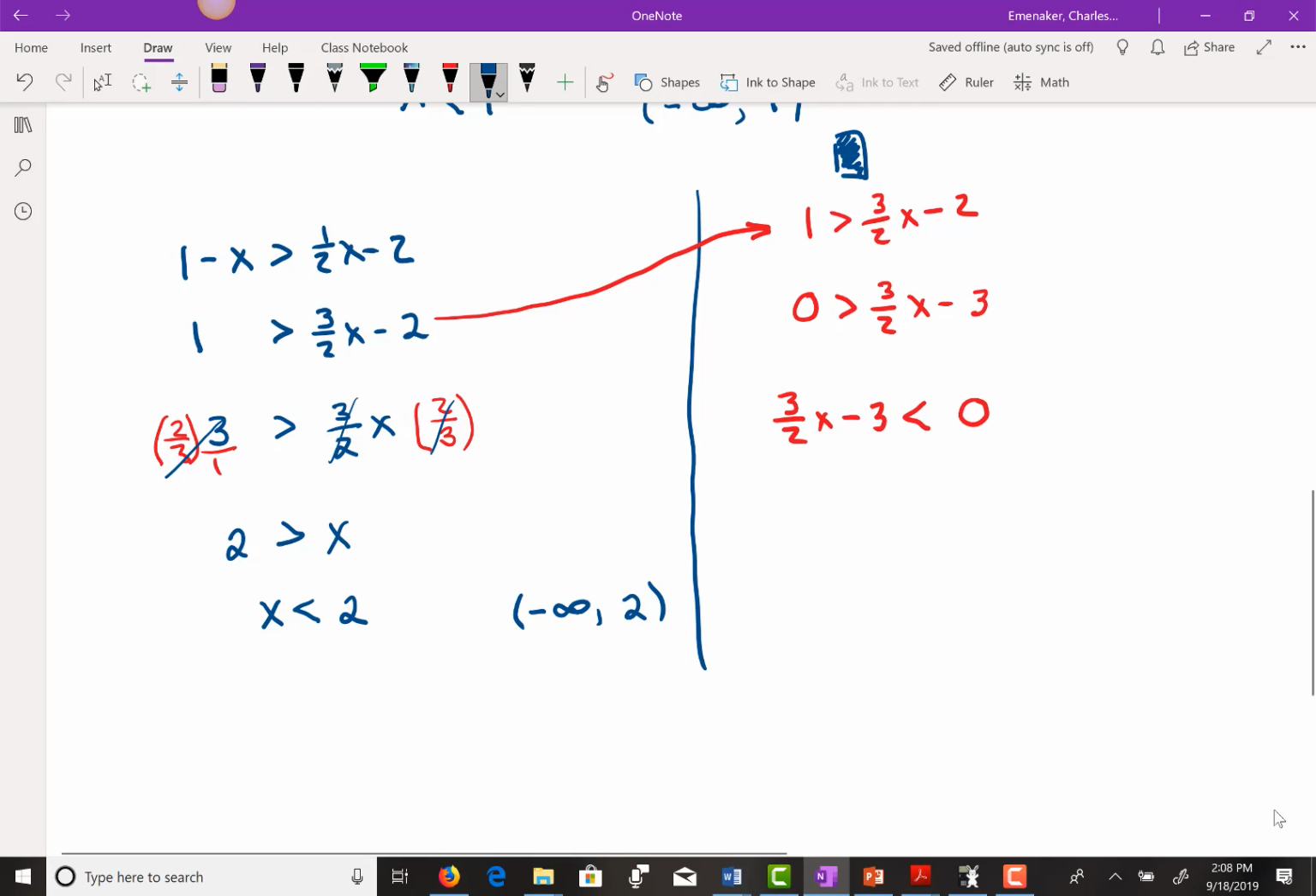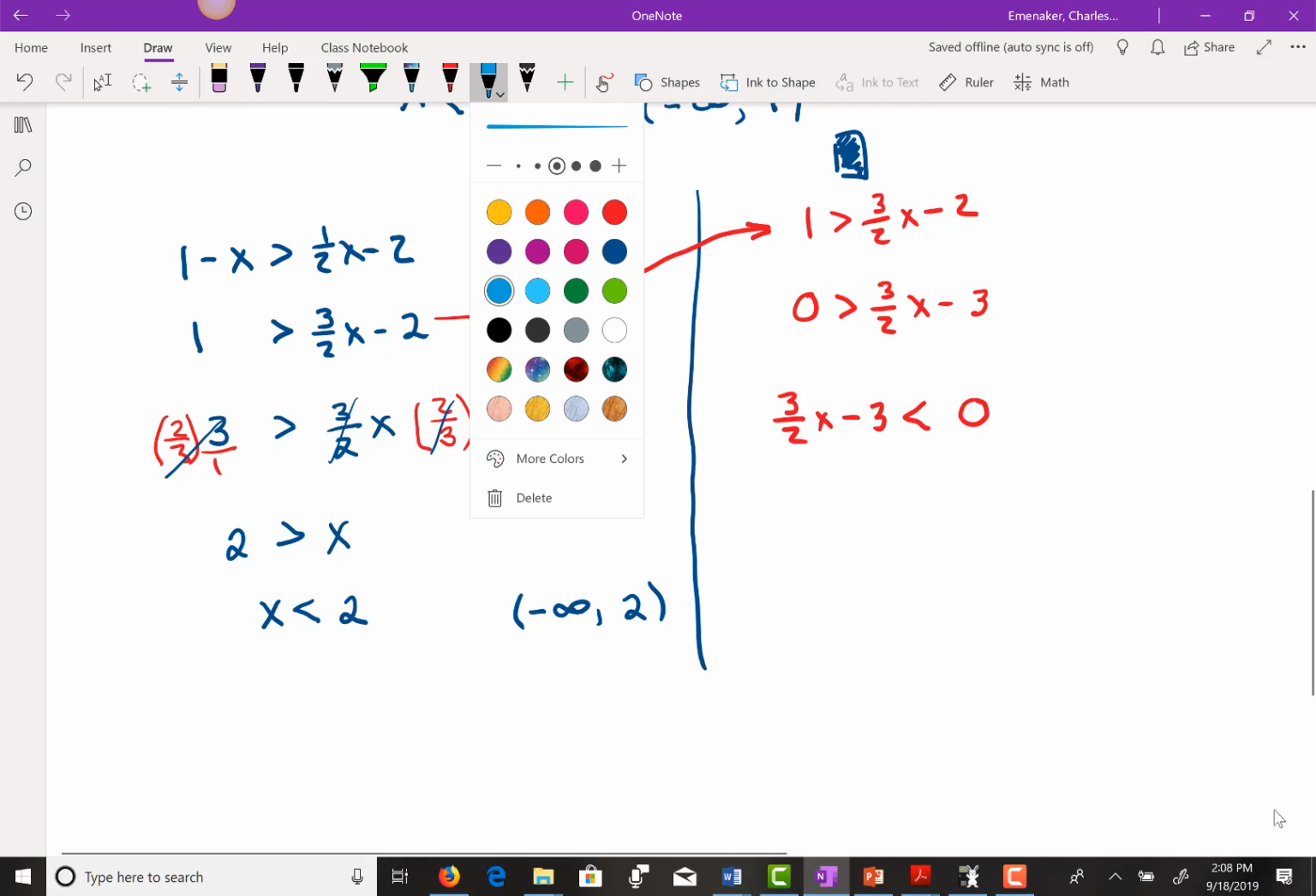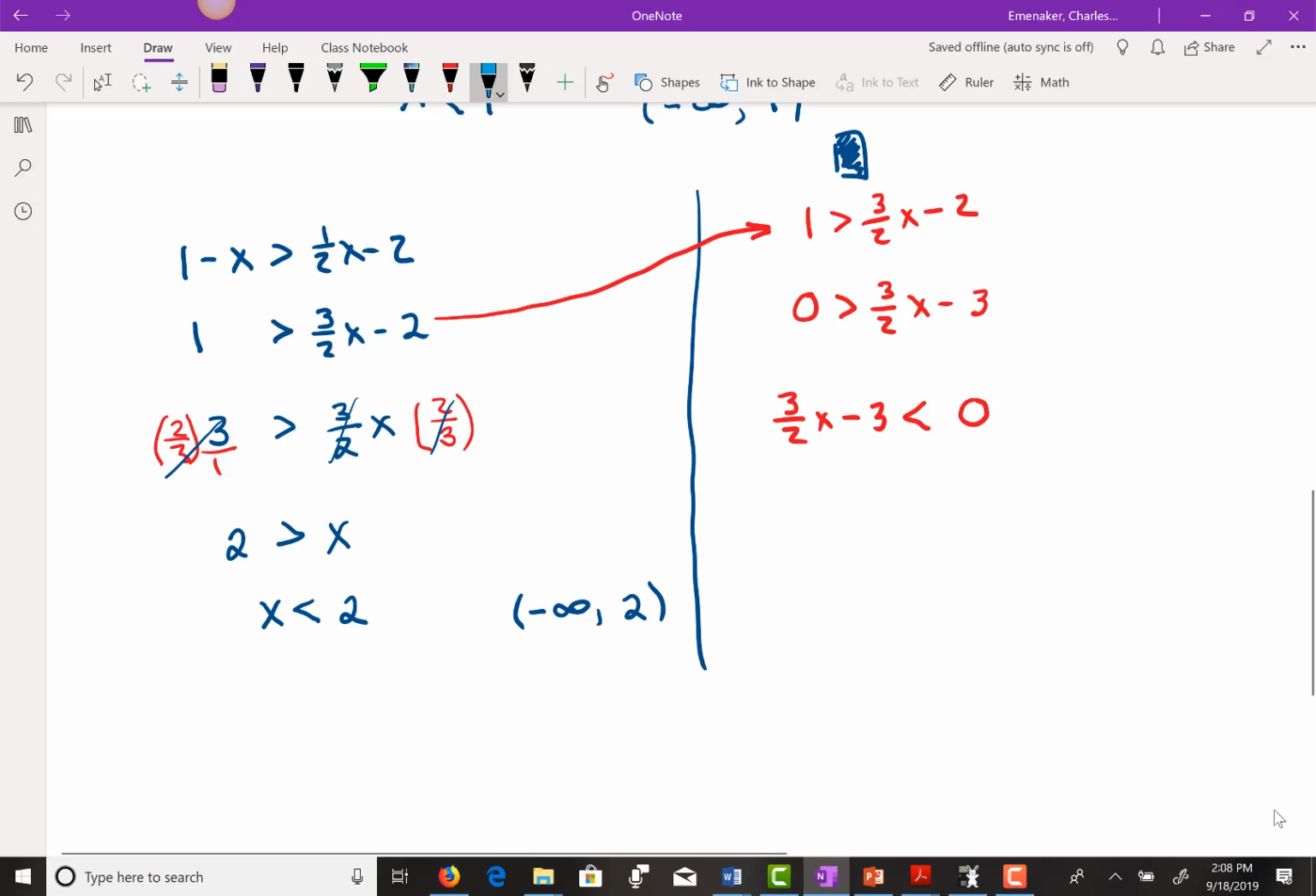Another way to go about solving this is to take this and graph it. It's going to intersect the y-axis at -3. See it? The -3. What's the slope? 3/2. So it's going to come through kind of like that. And what we want to know is, where is that below 0? Where would that be below 0?